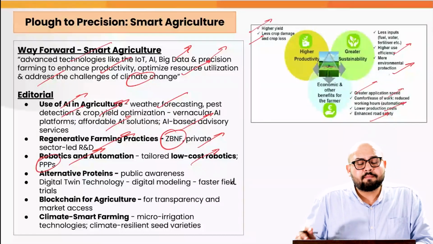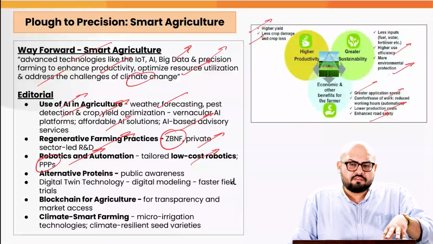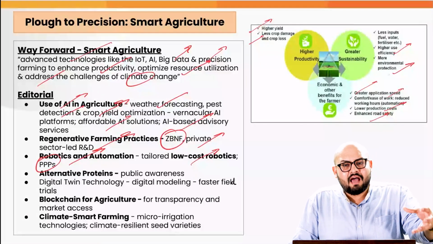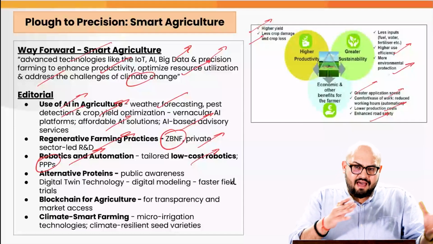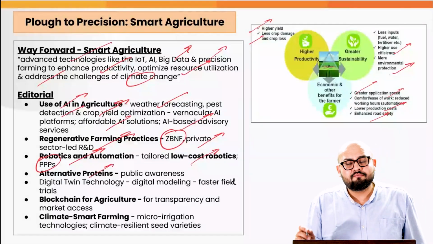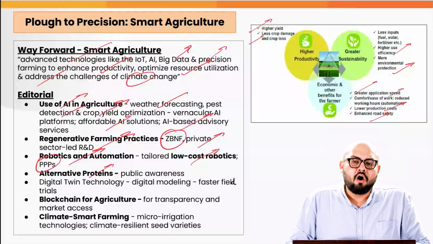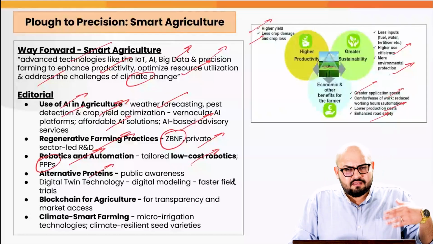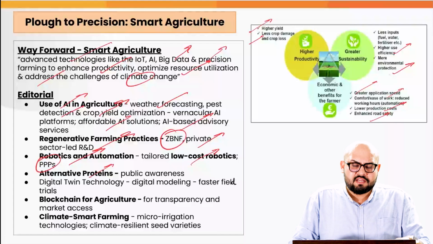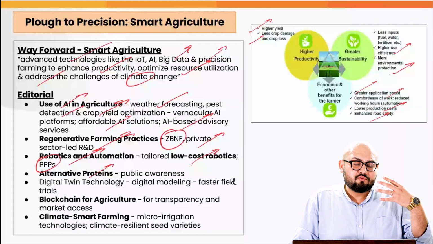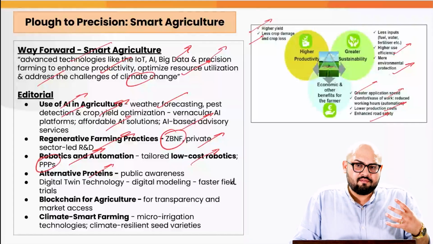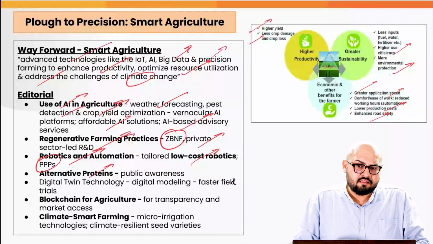We can go for public-private partnerships. That is, it's not just the government which has to do this. We can have a collaboration between the private entities and the government. Next is alternative proteins. Now again, there is this new concept, a very nascent concept of lab-grown proteins, right? It is in nascent, very formative stages. So we have to make sure that there is adequate public awareness, and we also start investing in this aspect.